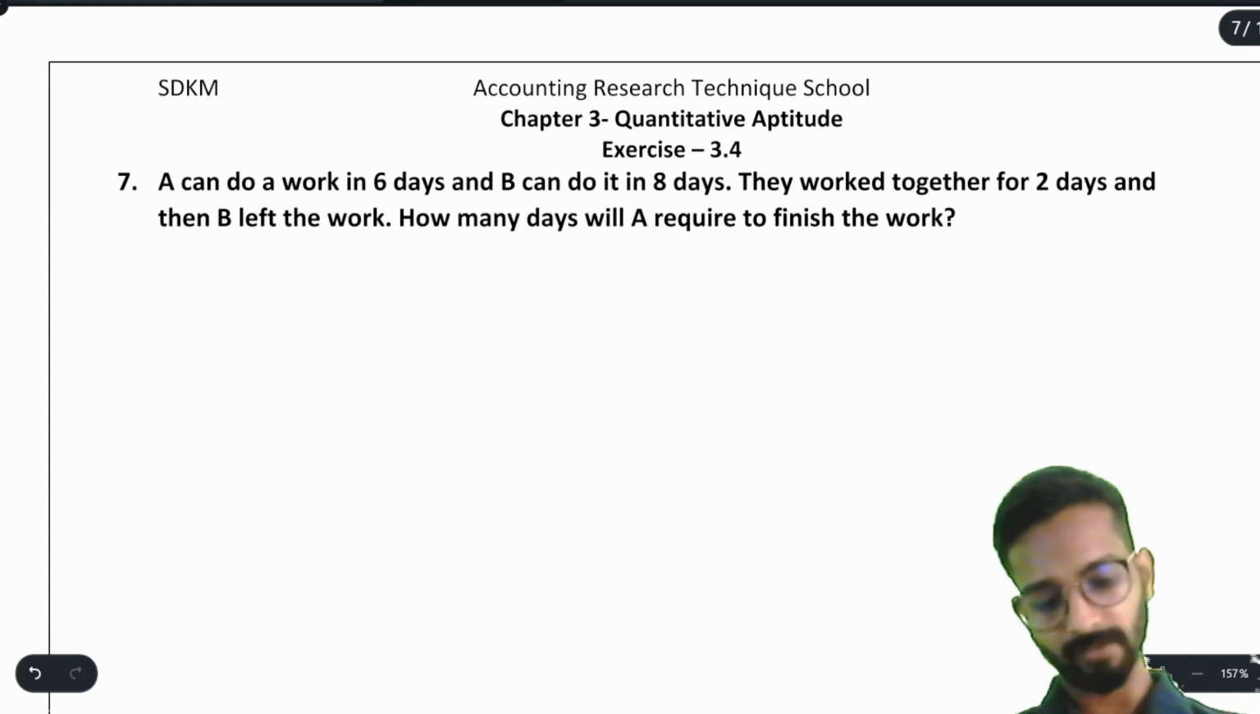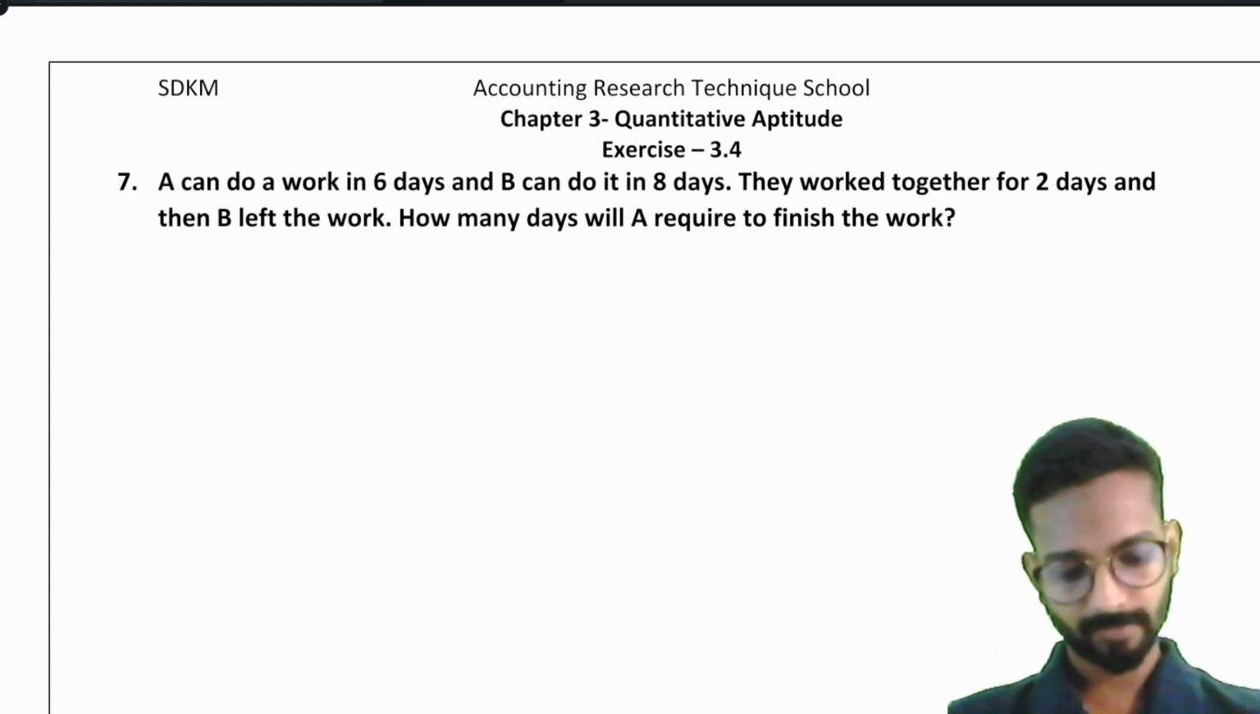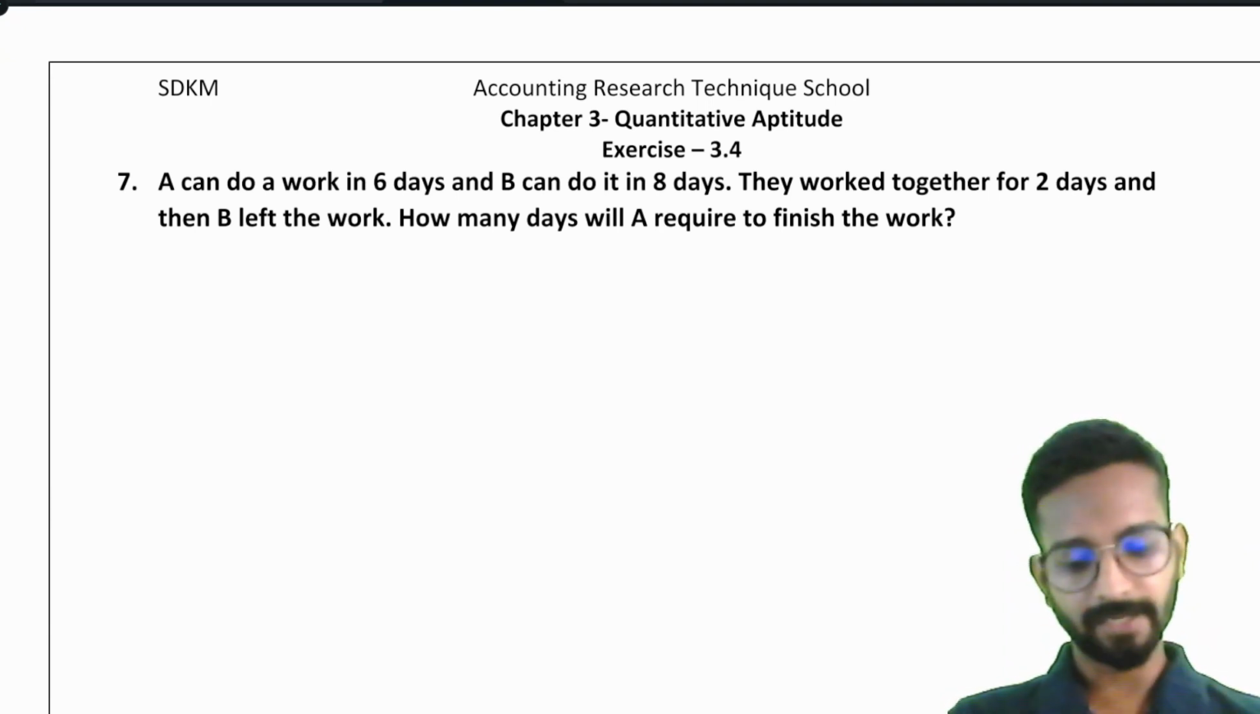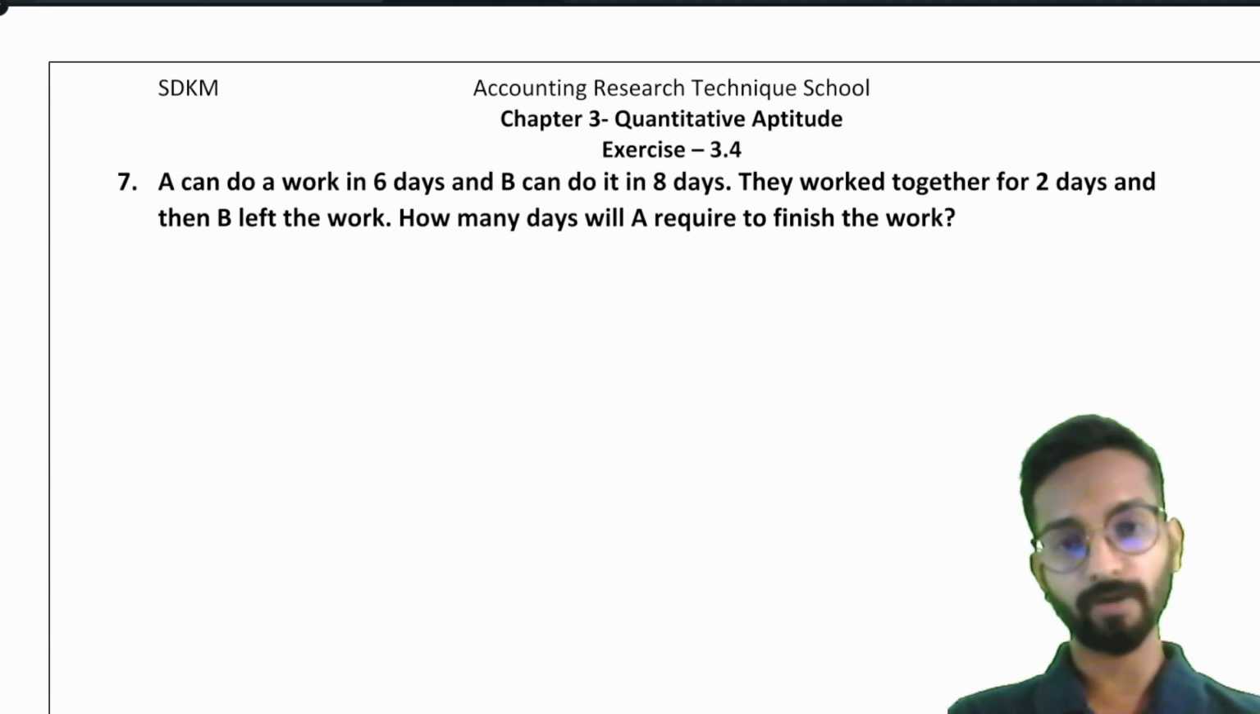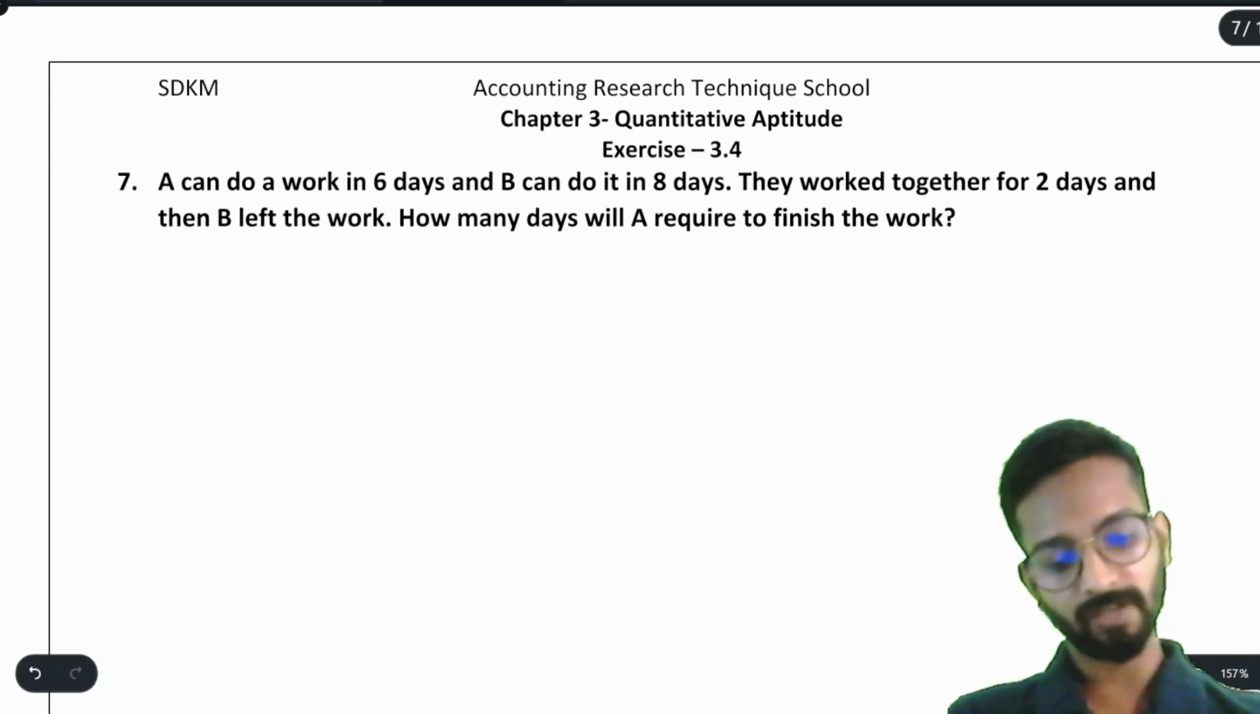Question number 7. See, A can do a work in 6 days and B can do it in 8 days. They worked together for 2 days and then B left the work. How many days will A require to finish the work? Understand this. We'll go step by step.